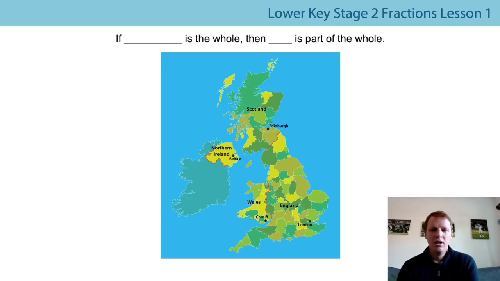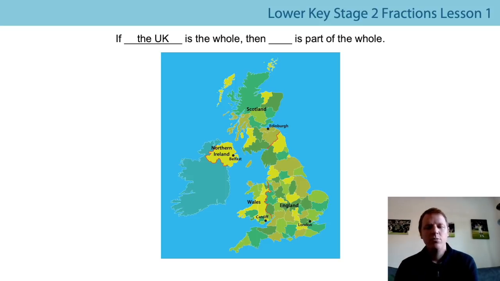Did you have a go? Okay, so let's see if you're right. The whole in this case is the United Kingdom. So the beginning of my sentence is, if the UK is the whole, then is a part of the whole. I wonder if you can use the examples on the map to think about the sentence that I'm about to say. Have a go, say the sentence out loud or write it down again. Then I'm going to have a go, see if you got the same one as me.